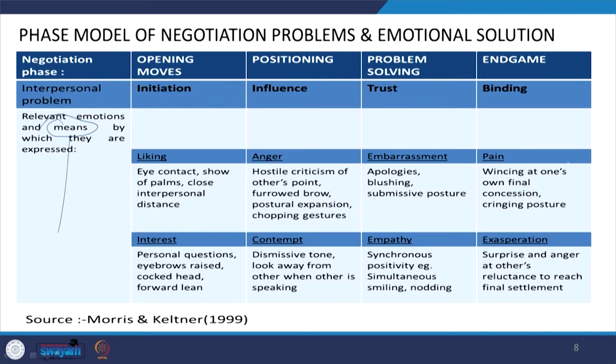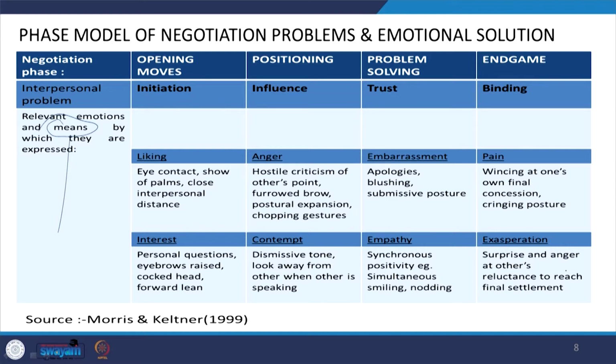In case of influence in anger, contempt, dismissive tone, look away from other when other is speaking. So, therefore, in that case you are not involved. So, therefore, it will be a problem. Empathy, synchronized positivity, examples, that is simultaneous smiling and nodding will be there, and then the expression will be surprise and anger at others' reluctance to each final statement will be there.